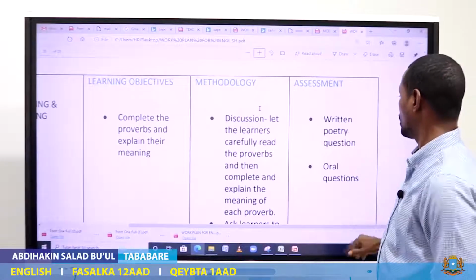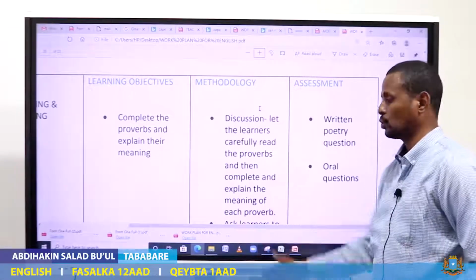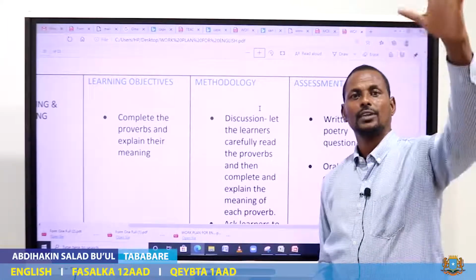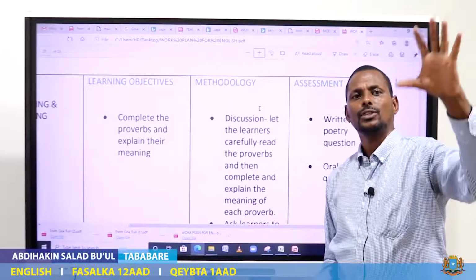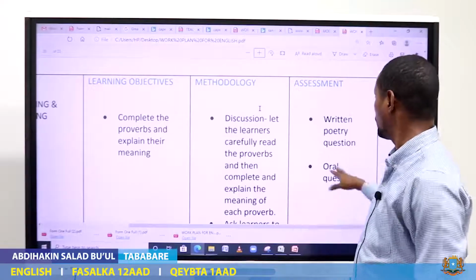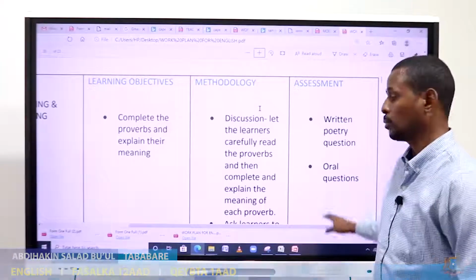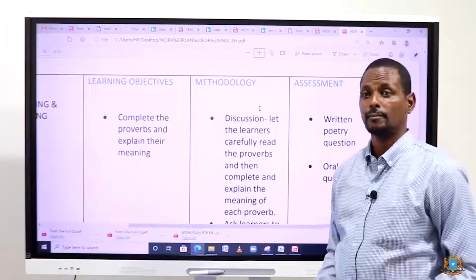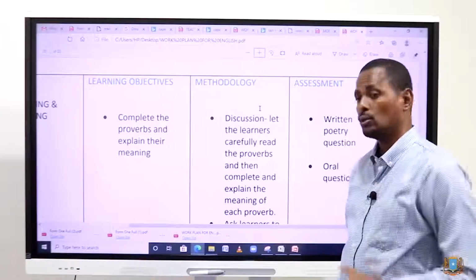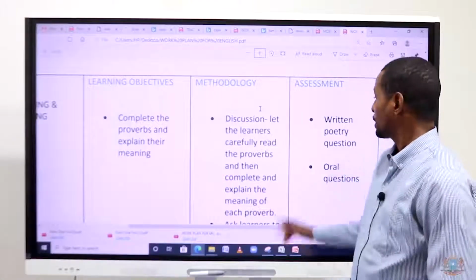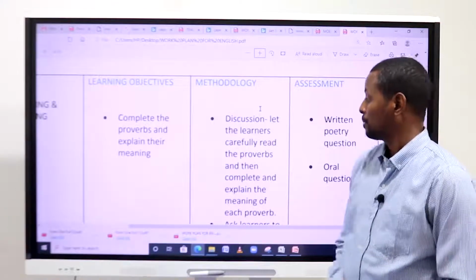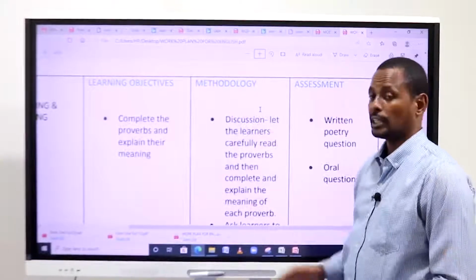Written poetry questions and oral questions. Sometimes these questions motivate the students. After you have read the poem, select 3 questions by show of hand. Ask them, let them answer orally. It's very important, oral questions and answers. Let them answer the questions. Now that was for the poetry part in the listening and speaking segment.